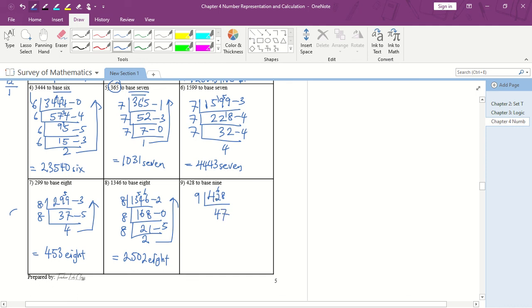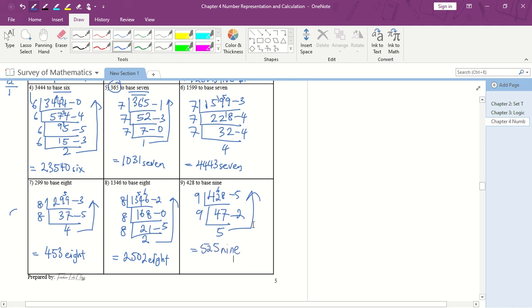9 times 7 is 63, 68 minus 63, then it will be 5. 9 times 5 is 45. So 47 minus 45 is equal to 2. So that's 5, 2, 5, 9.